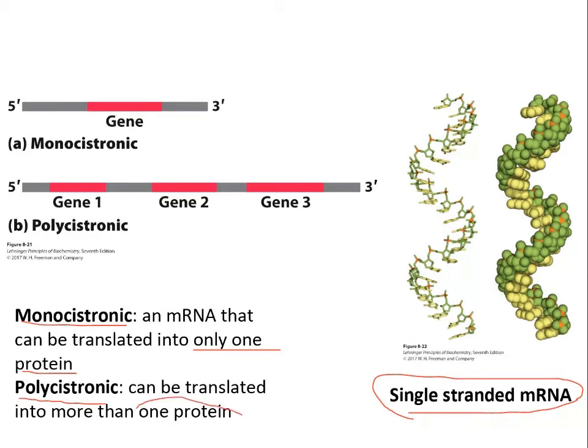Why? Because if you come back to the DNA, in the case of monocistronic, it's only one gene. So one gene will be transcribed into the mRNA and then will produce one protein. But in the other case, the mRNA can be even longer. This one is short, but it can be longer, and the transcription from DNA can cover more than one gene: gene 1, 2, 3. In this case we call it polycistronic, and the translation will produce more than one protein. Maybe 2 or 3, depending on the genes.